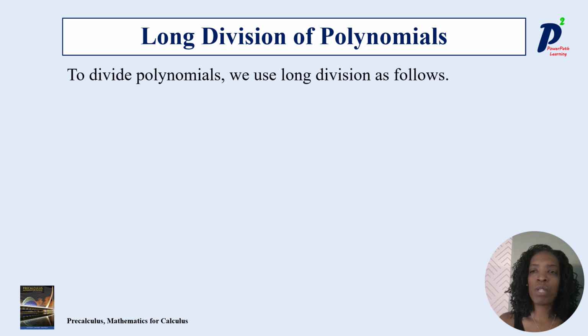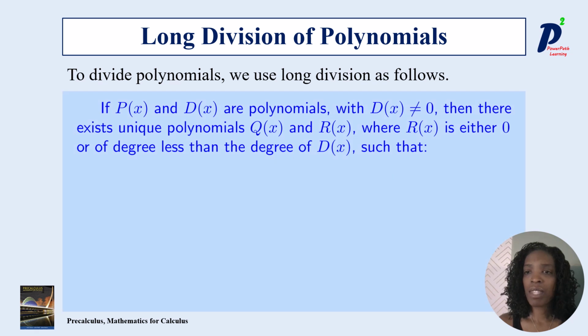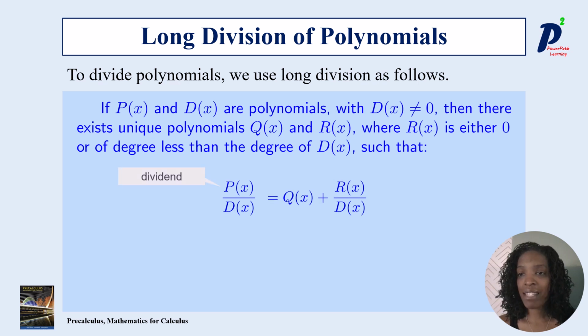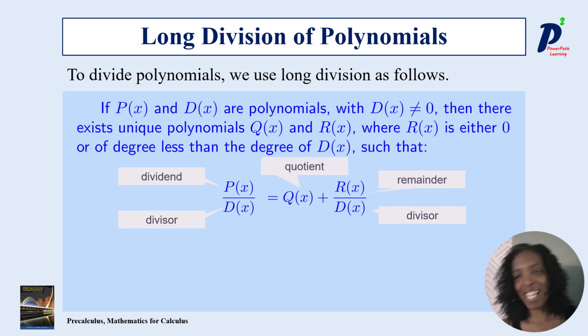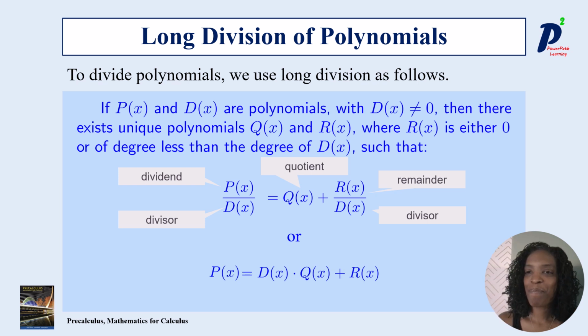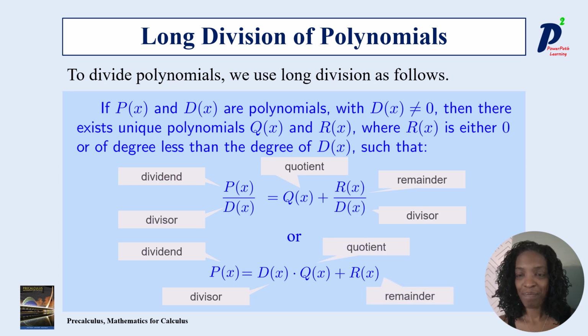When we're dividing polynomials, we use the division algorithm that you learned in school. Let's provide the following definition. In the division problem, p of x divided by d of x, the dividend, p of x, over the divisor, d of x, is equal to the quotient plus the remainder over the divisor. Alternatively, this can be written as the dividend equals the divisor times the quotient plus the remainder. It looks very confusing, but I promise it will look easier soon.